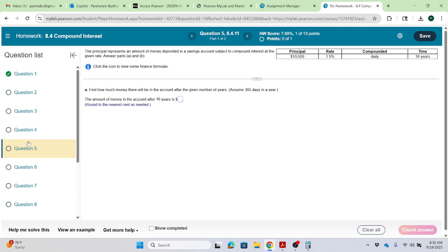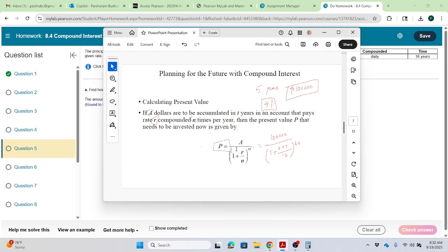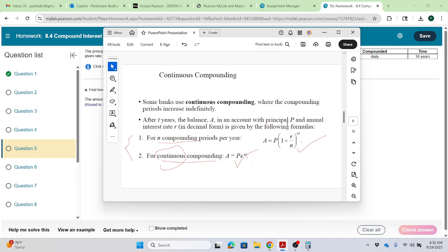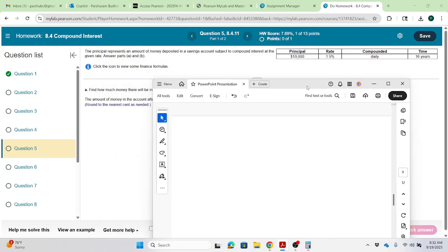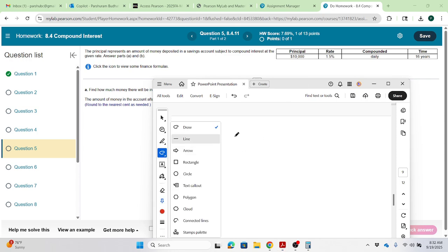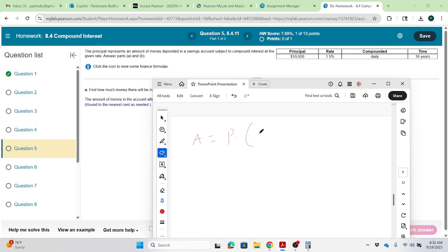The principal represents an amount of money deposited in a savings account subject to compound interest at the given rate. So you have a $10,000 principal, the rate is 1.5%, compounded daily. How much money are you going to get after 16 years? Remember, the formula is compounded n times a year. In our case, it's compounded daily. So I'm going to copy the formula first. The formula is: future value equals principal times (1 plus rate over n) to the power n times t.